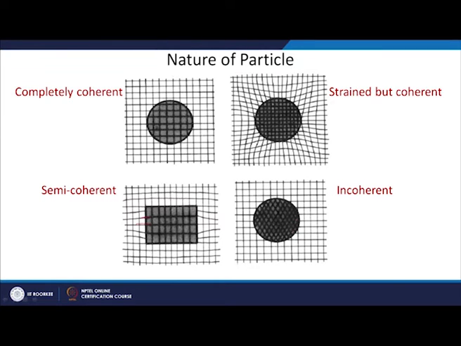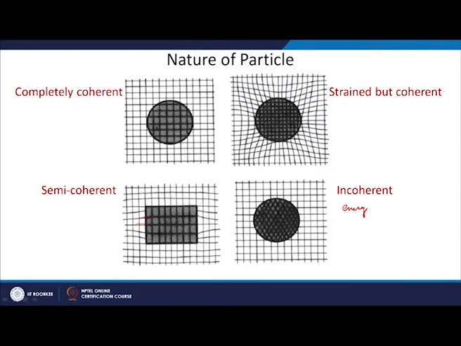The reason for that is that I want to minimize the total interfacial area, and for a given volume we know that a sphere has the minimum surface. When you have incoherent interfaces, the energy of the interface will be very high. So to minimize the interfacial area, my precipitate would like to have a spherical shape.